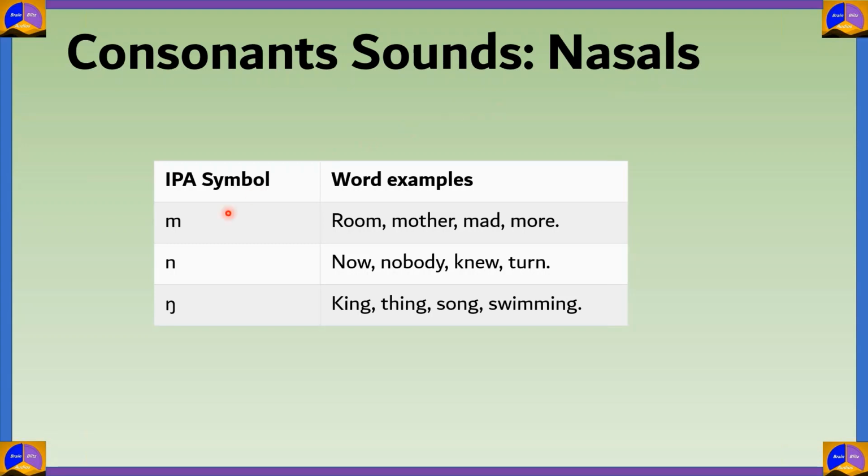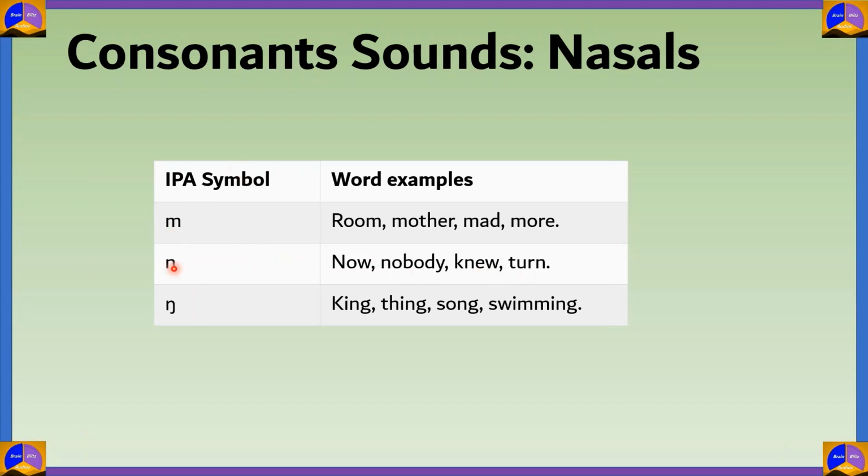The first type of nasal consonant is an M in the IPA symbol, and it represents the sound mm. Now the sound is produced by closing the mouth completely and then passing the voiced air through your nose. Examples for words with the sound include the words which have the letter M in them, such as room, mother, mad, more, etc.